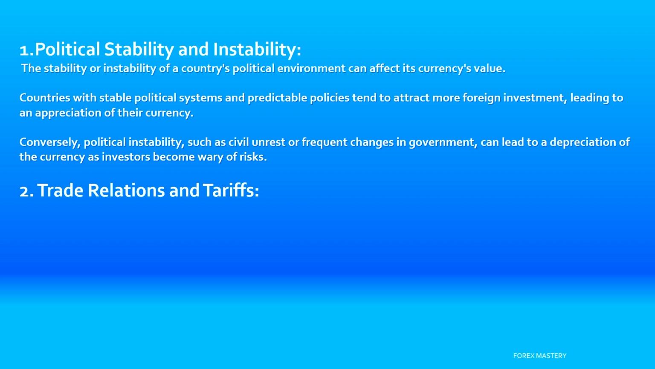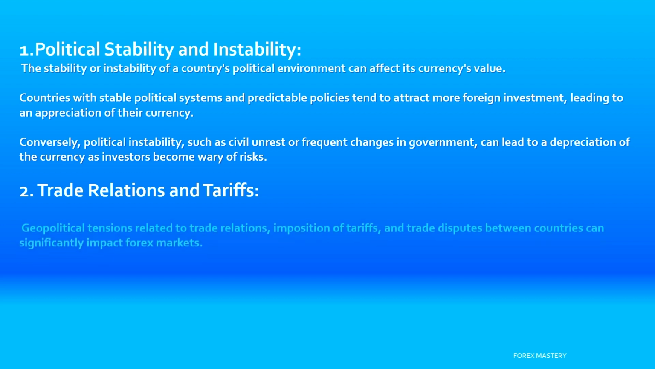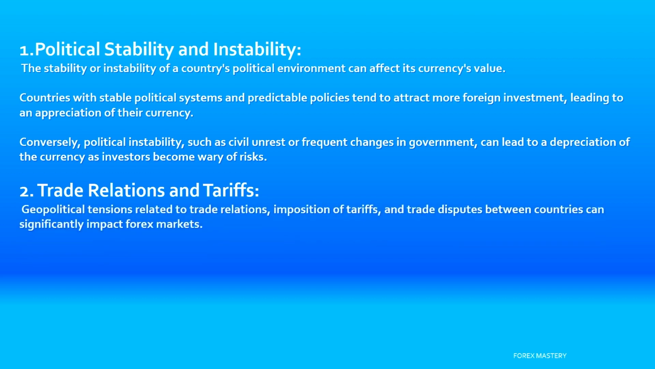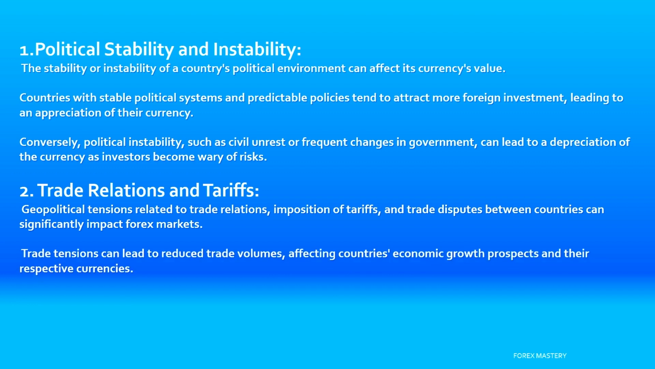2. Trade relations and tariffs. Geopolitical tensions related to trade relations, imposition of tariffs, and trade disputes between countries can significantly impact Forex markets. Trade tensions can lead to reduced trade volumes, affecting countries' economic growth prospects and their respective currencies.